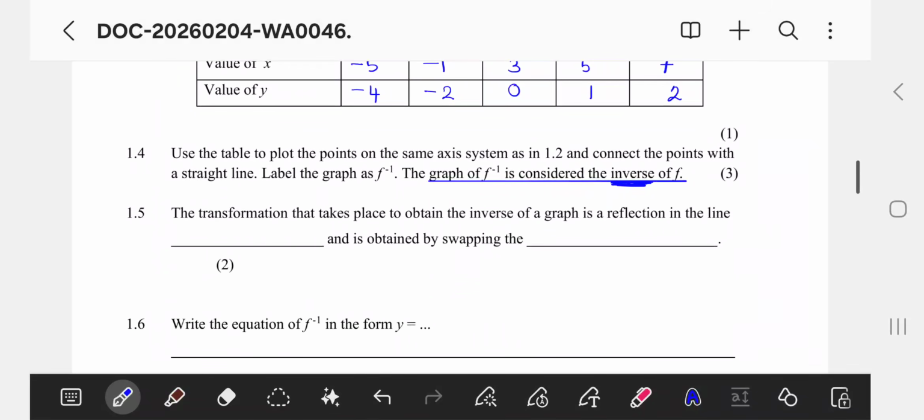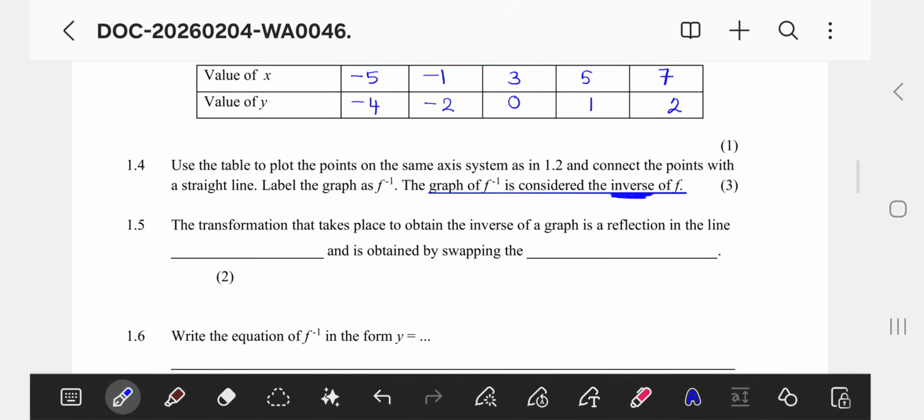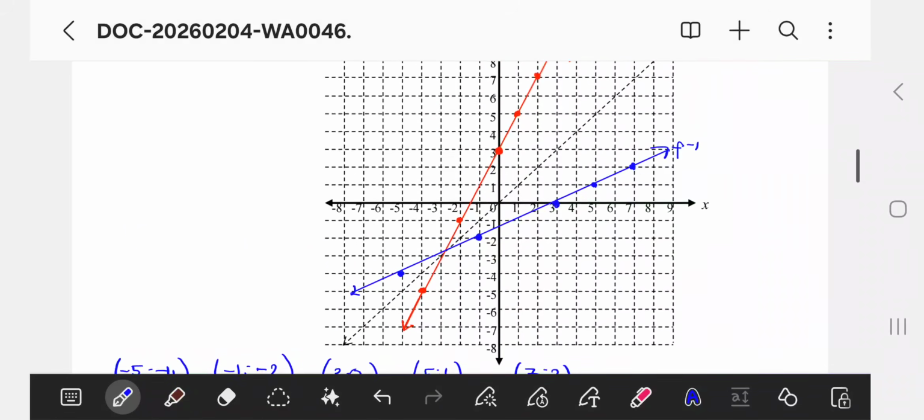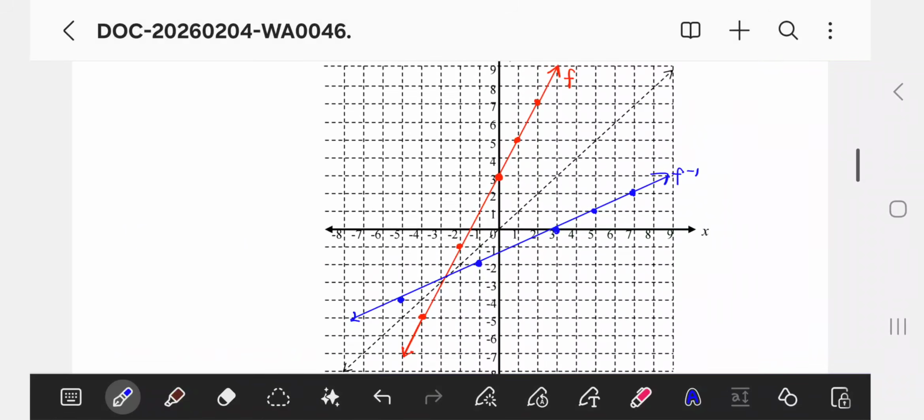Let's look at 1.5. It says the transformation that takes place to obtain the inverse of a graph is a reflection in the line. So let's understand this, right? A reflection in the line. If you look at these two graphs, they have been reflected about a certain line. And that certain line has already been drawn for you. It is actually the dash line that's been drawn.